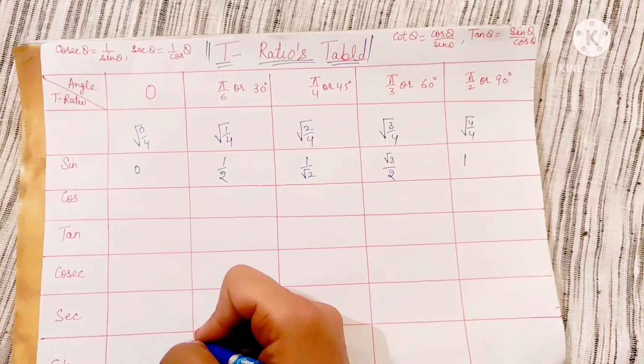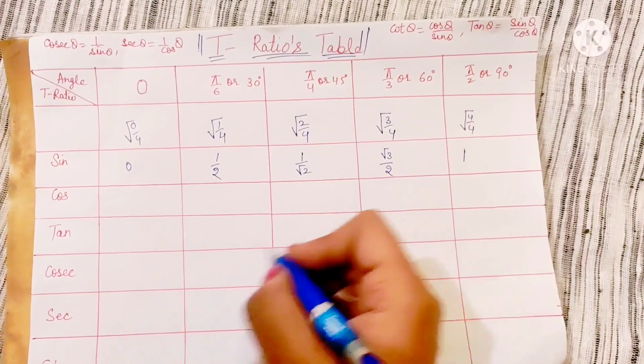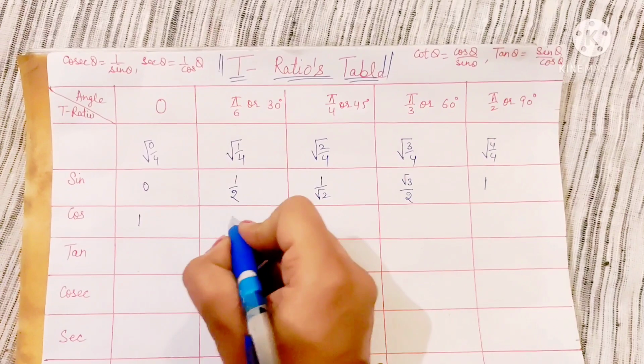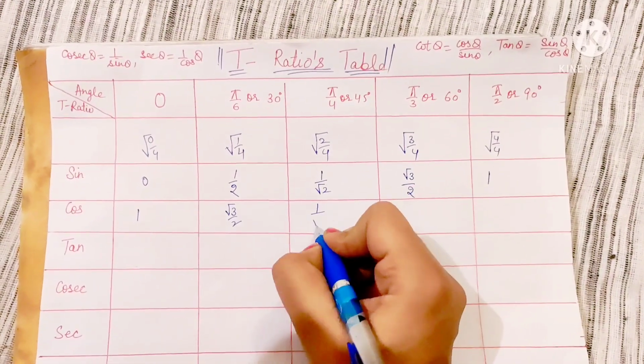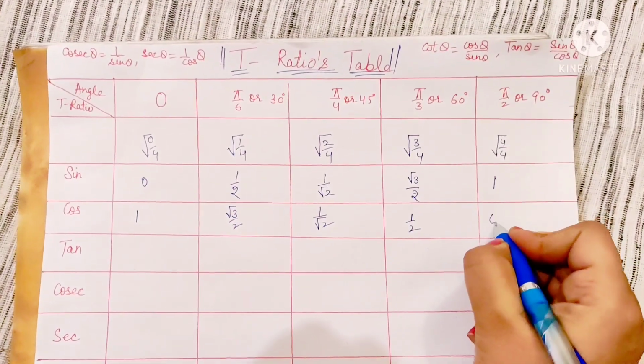For the ratios of cos, write down from this side, that is first 1, next under root 3 by 2, next 1 by under root 2, next 1 by 2 and next 0.